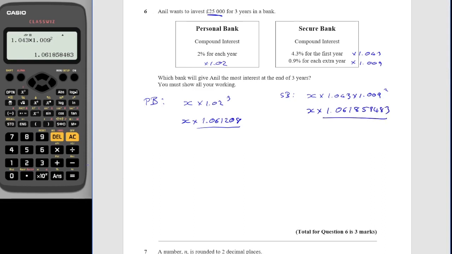1.0618588483. So if we just compare these numbers, which one has the greater interest? Secure bank. So regardless of the investment, you should go with secure bank. And I'll just quote the figures as 1.0618, let's call it 6, is greater than 1.061208.